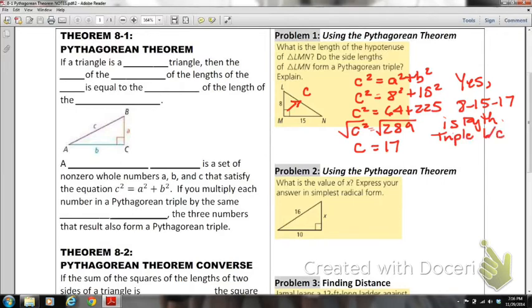because all three sides are positive integers, or non-zero positive whole numbers.